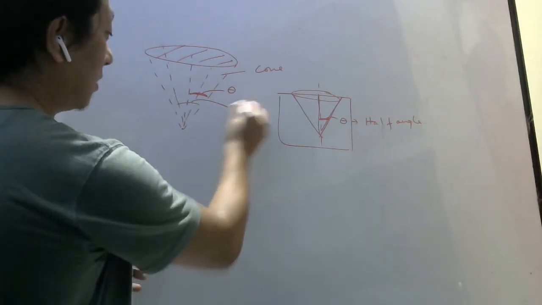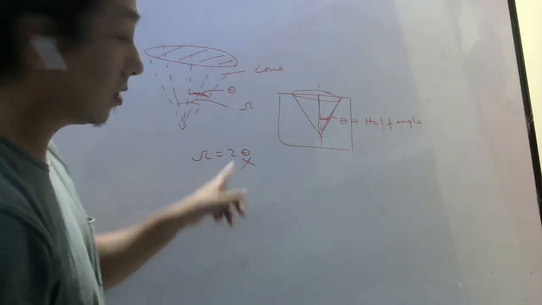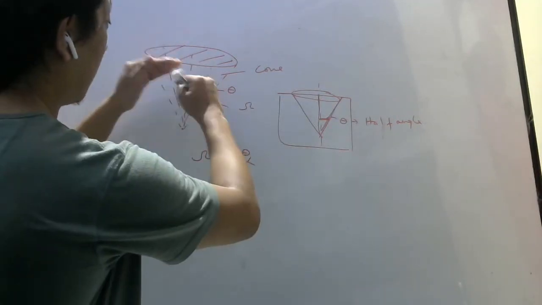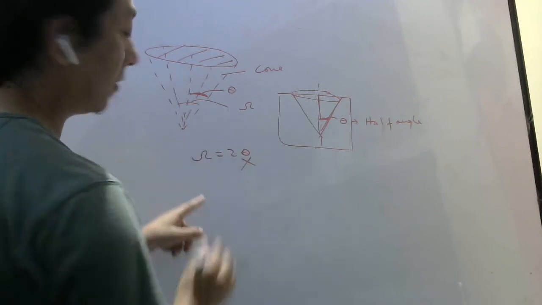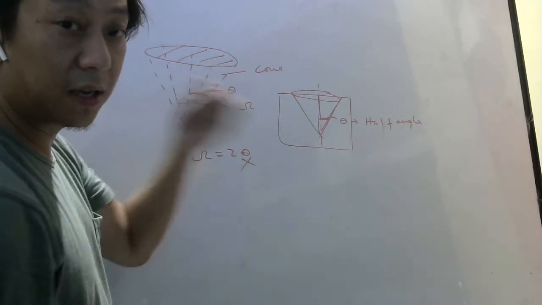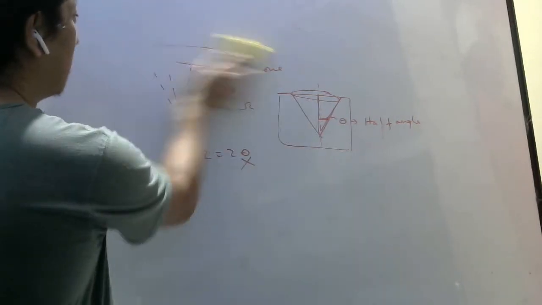Don't tell me that this omega is twice theta. That is nonsense, because theta is a planar angle and omega is this 3D angle. The definitions of these two are different. Angle is arc by radius. Solid angle is area by radius square. So we want the relation between these. So how will we find the relation?